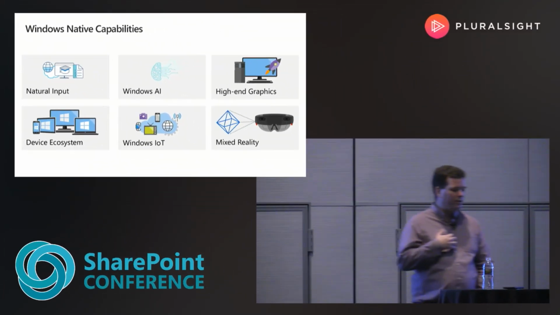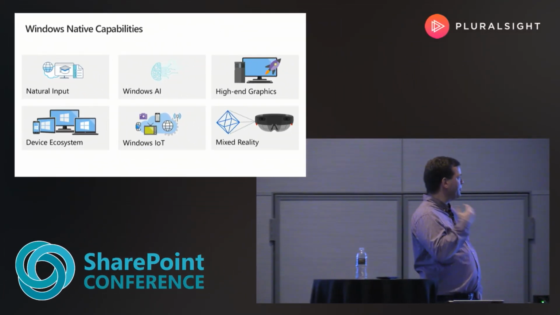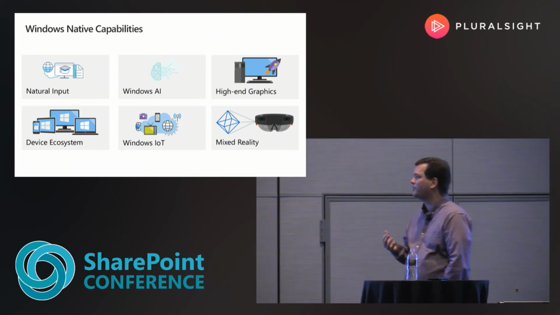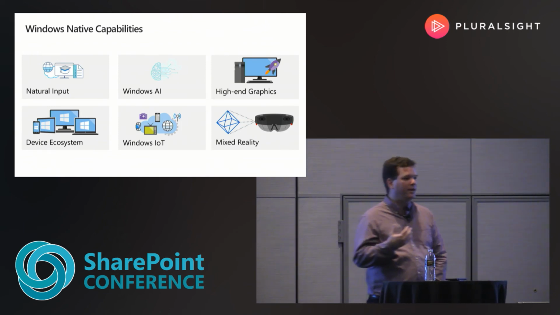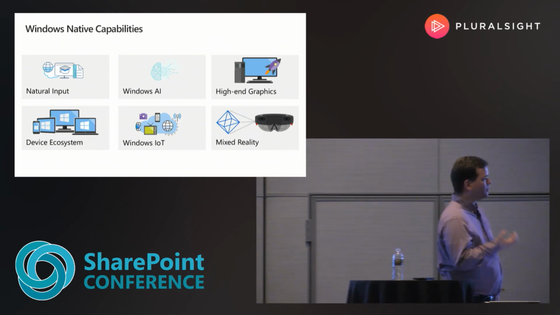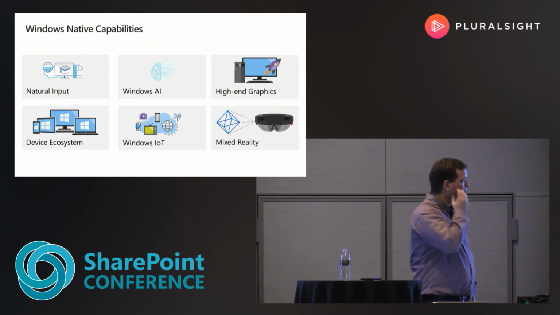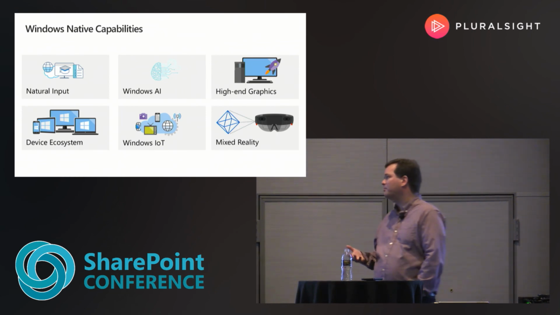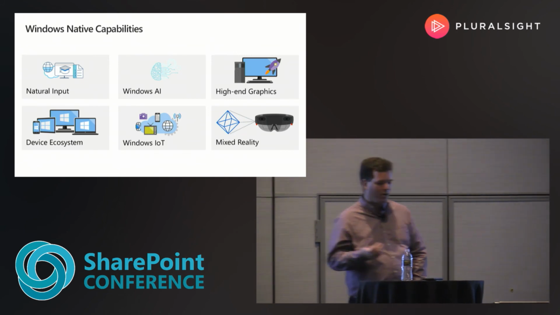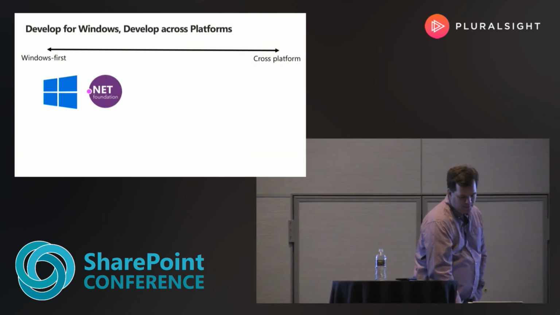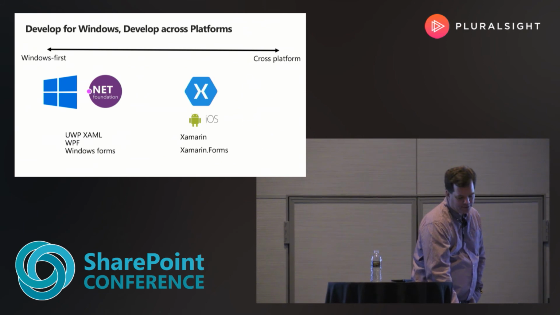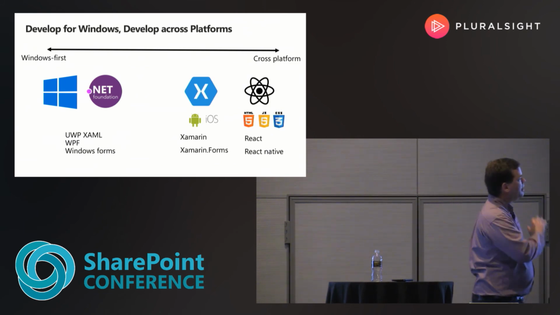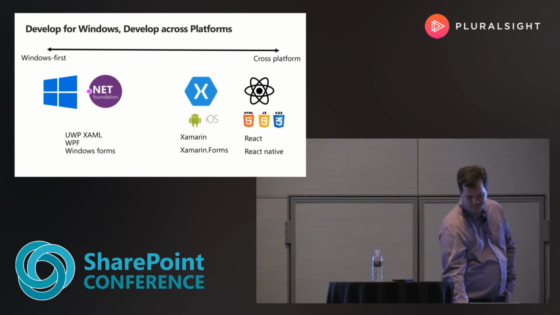Now, of course, a lot of you are building web applications. You might want to build for Windows natively if you want to take advantage of natural input, if you want to take advantage of things like mixed reality or the device ecosystem. There's a huge footprint on IoT. So if you're coding for devices that are like a Raspberry Pi or smaller, you can do that as well. If you want to take advantage of high-end graphics or AI capabilities, there's also native on-box capabilities with Windows that you can go build with. And of course, as I mentioned, Windows development is the spectrum that spans across native technologies like WPF and UWP through Xamarin over into React as well.